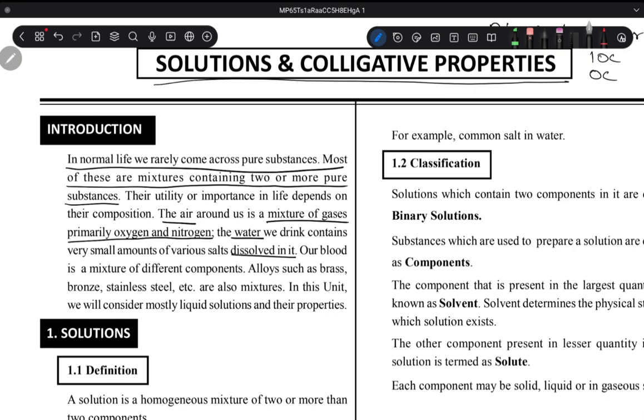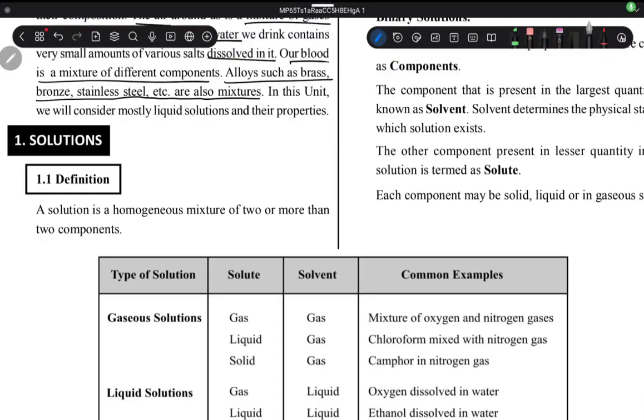Our blood, it's a mixture of different components. Alloys such as brass, bronze, stainless steel, etc. are also mixtures. In this chapter, we will consider mostly liquid solutions and their properties. So, what is the definition of solution? A solution is a homogeneous mixture of two or more than two components.